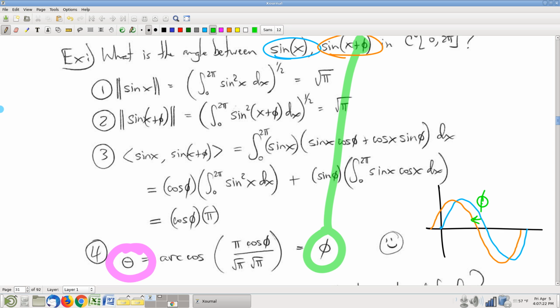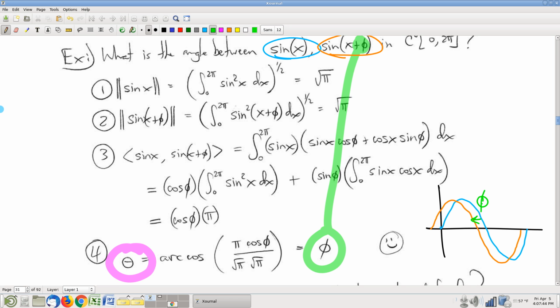What does it look like if phi is 0? If phi is 0, these are the same function. Therefore, we're looking at two identical vectors. The angle between two identical vectors is 0. So when the phase shift is 0, the inner product space angle should be 0. Cool.